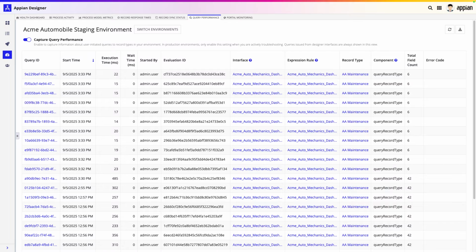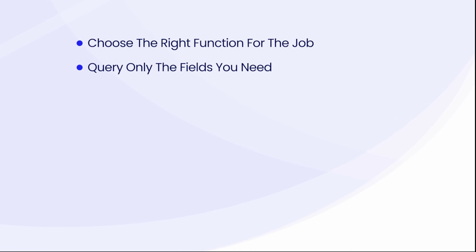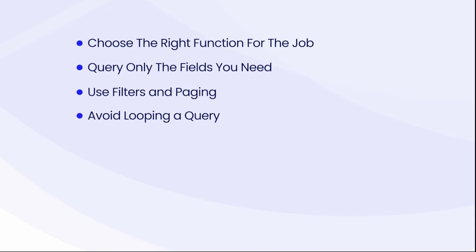And that's it. Let's recap the key takeaways. First, choose the right query function for the job. Second, query only the fields you need, and be especially careful to avoid expensive fields like real-time custom record fields and extra-long text fields. Third, query only the records you need using filtering and paging. Fourth, avoid looping a query. Query once, store the response in a local variable, then use forEach and index to iterate through the list. And finally, use the Query Performance tab to hunt down and analyze any slow queries.